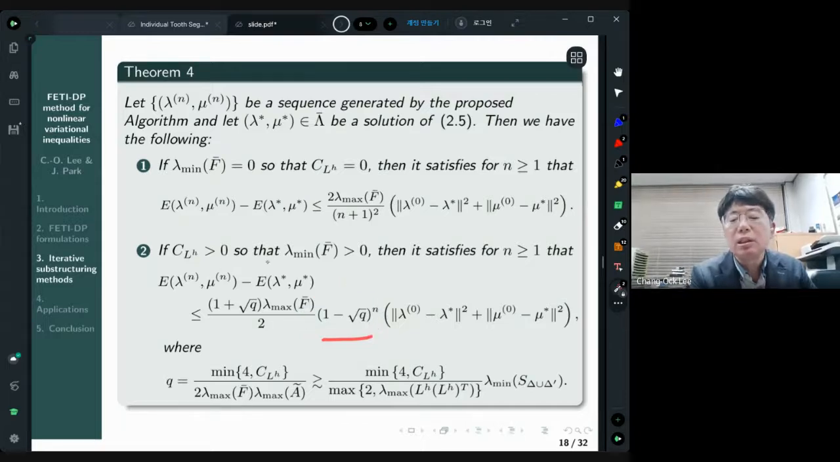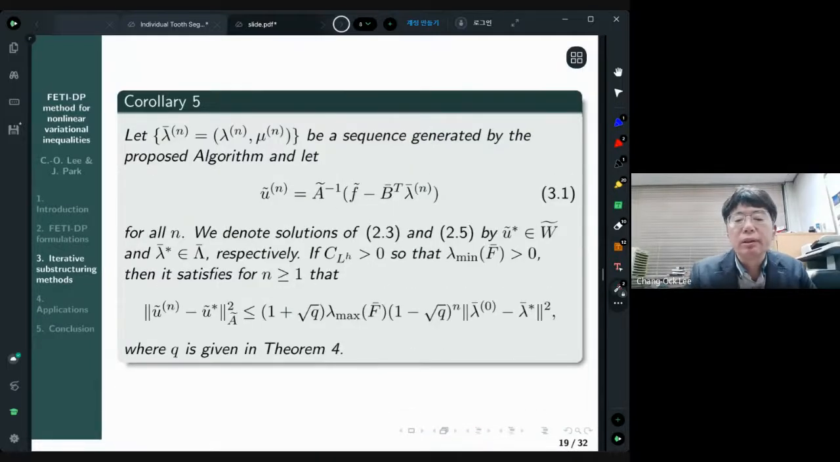From that, you can see this has linear convergence, and the convergence rate is 1 minus square root of Q. And Q depends on this. So the lower bound of Q is this: the minimum eigenvalue of that Schur complement operator, and the maximum eigenvalue of this one. So now the corollary is, at each iteration, the primal solutions and these dual solutions have these relations. From those relations, we have the error estimate. That error estimate is bounded by these terms. This shows linear convergence, and the rate of convergence is 1 minus square root of Q.